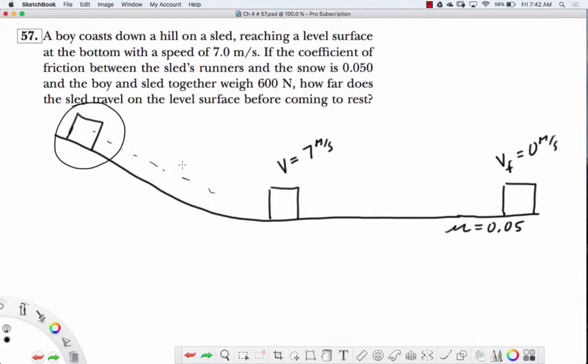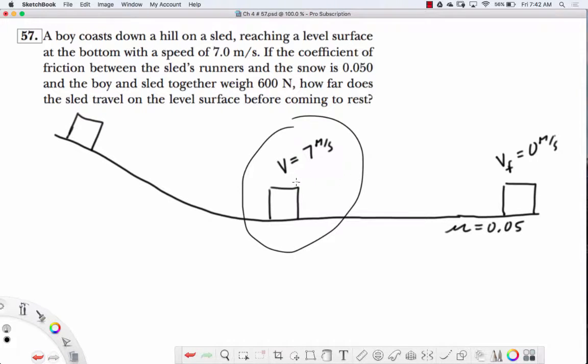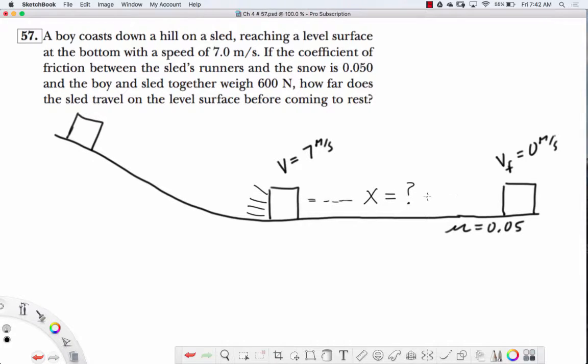No. Not really. Okay, the problem's going to begin down here when the sled reaches the lowest point. We're told that the sled has a velocity of 7 meters per second, and then it's going to slide to rest, and we have the coefficient of friction as 0.05. From this info, what we need to find is how far the sled travels. So we'll just call that x.